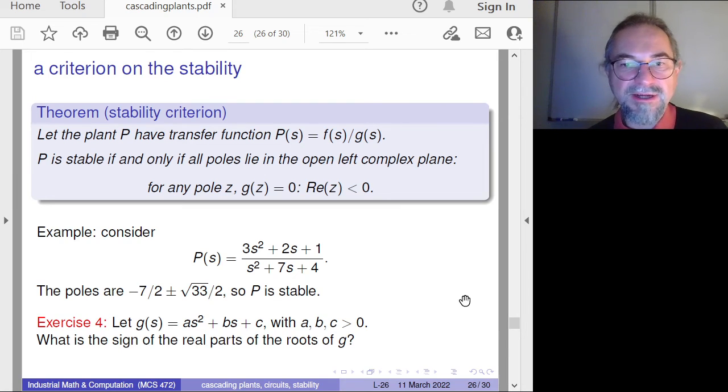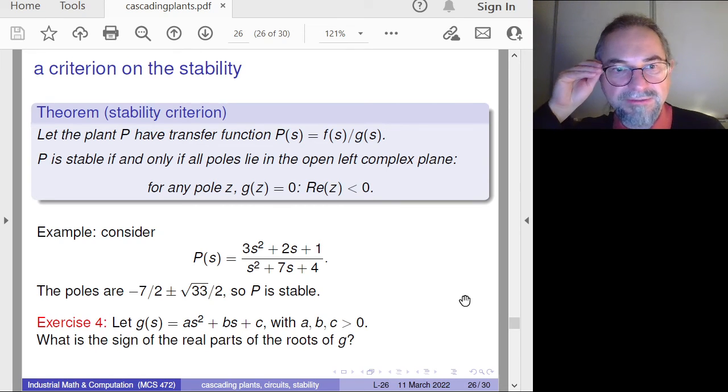There is an interesting algebraic property as well. What can you say of a quadratic equation that has all the coefficients positive? What is then the sign of the real parts of the roots? Is it so that you can make a very conclusive statement that, say, if all the coefficients of the denominator of the transfer function are positive, then the plant is stable? Can you make a statement like that? That's actually the purpose of the exercise.